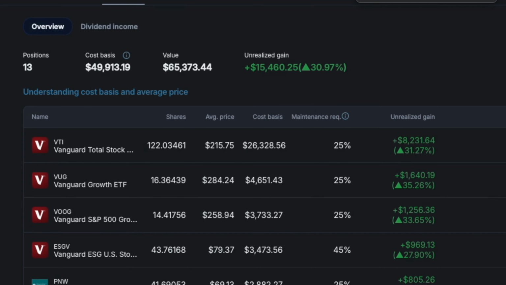So whenever we look in the Holdings tab and we actually see cost basis versus value, you can see the true return that I've gotten with the investments that I still hold, which is a plus almost 31% as of today.